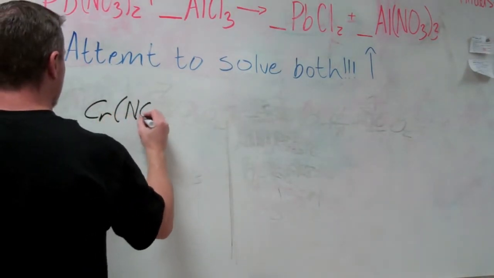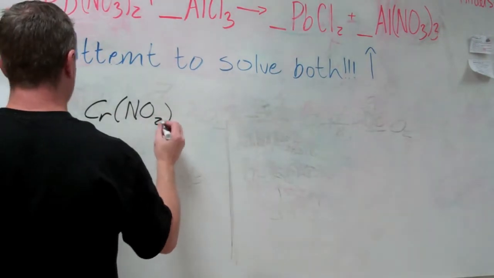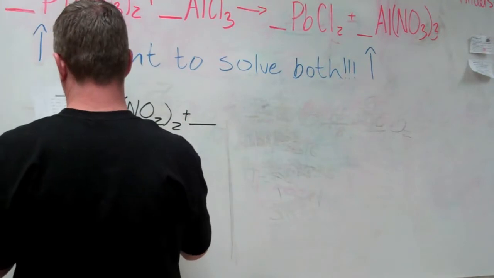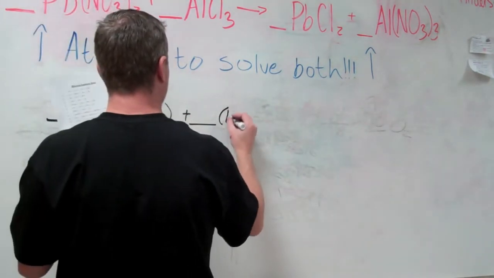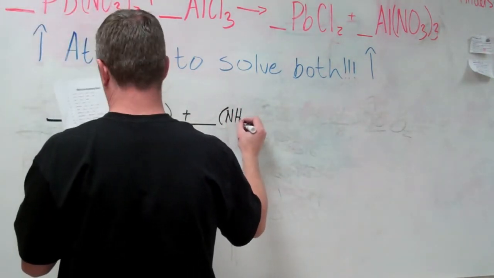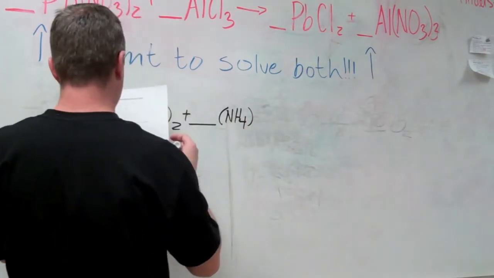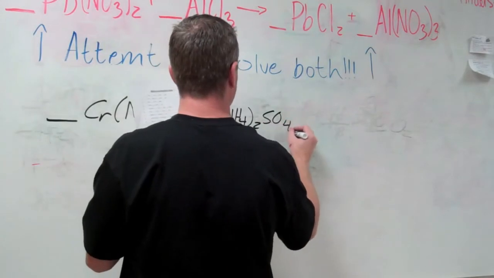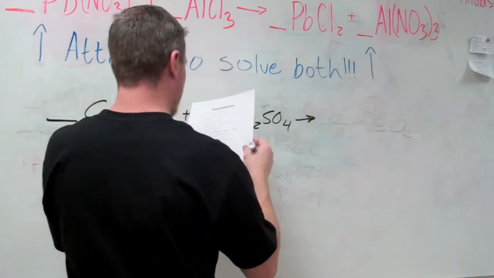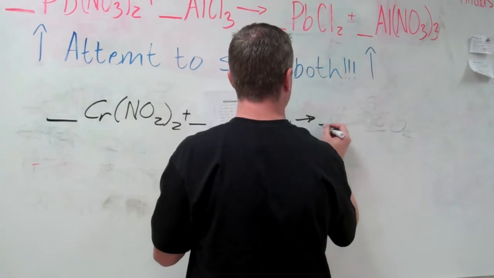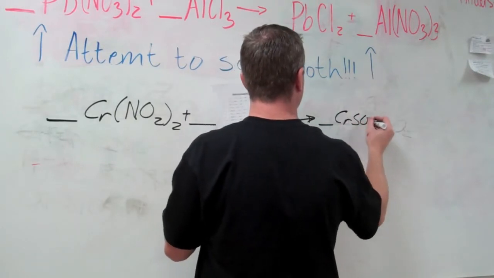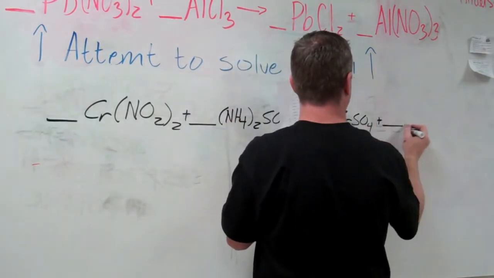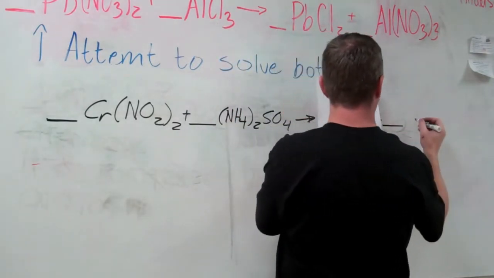NO2. I'm going to do this sideways. 2 plus NH4. Wait, what number is this? 16. 2 SO4 yields CrSO4. This is long. Plus NH4NO2.